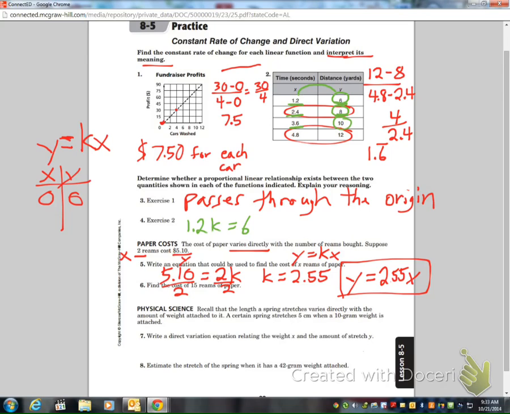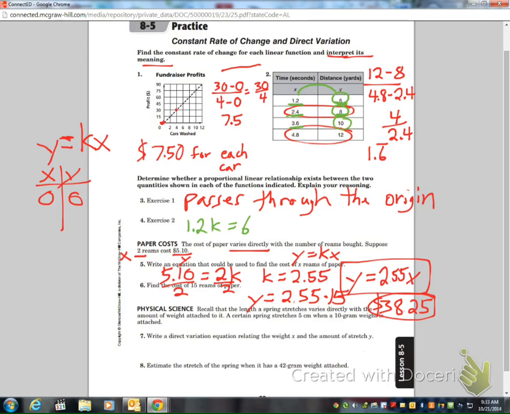15 reams of paper means x is going to be 15, so now you just plug into the equation. And this is a big part of what you'll be doing in math as you get into algebra more, is writing an equation and then plugging in a specific value and finding out what y is at that specific value. That's a big thing that you'll be doing more and more. So my y is going to equal $2.55 times 15 reams of paper, so 2.55 times 15 gives me $38.25. So that would be the cost of 15 reams. Everyone follow that?